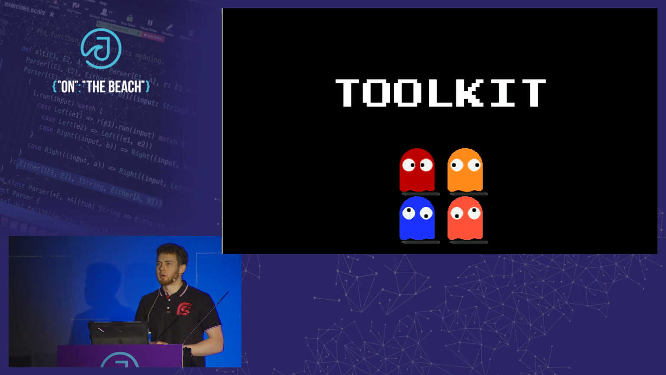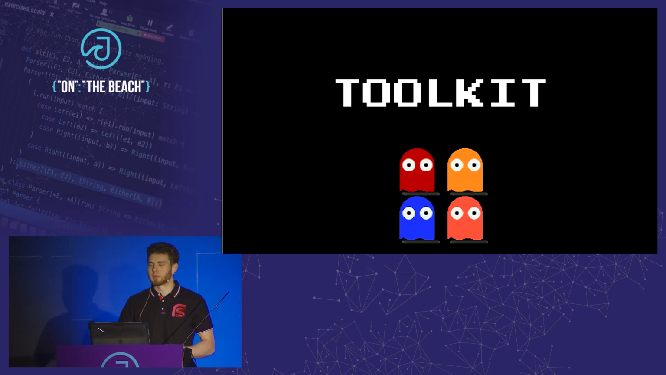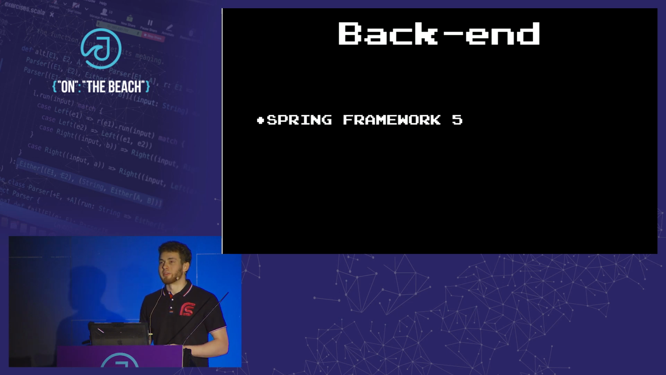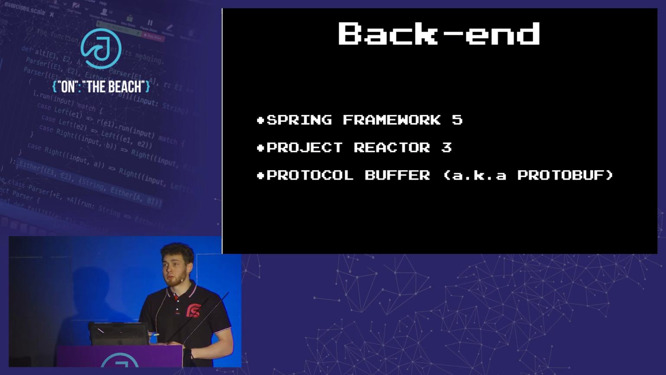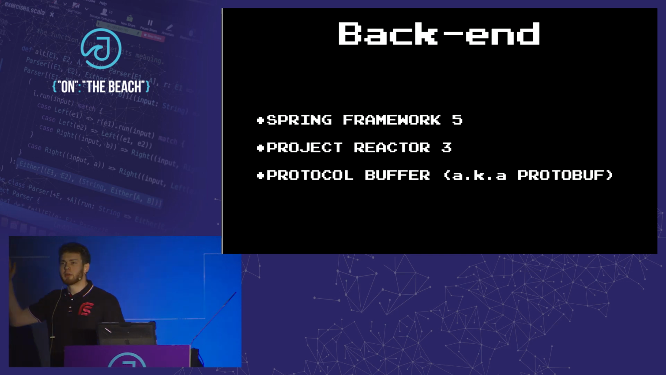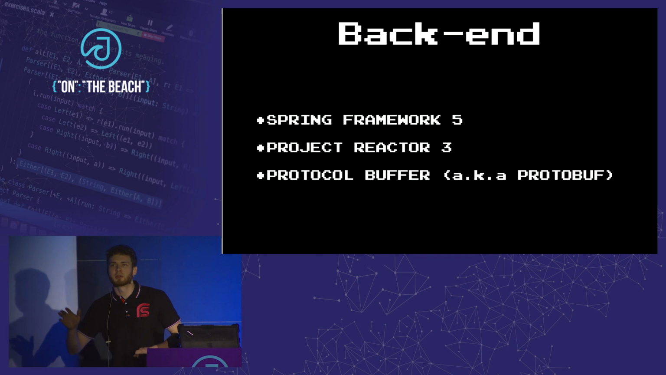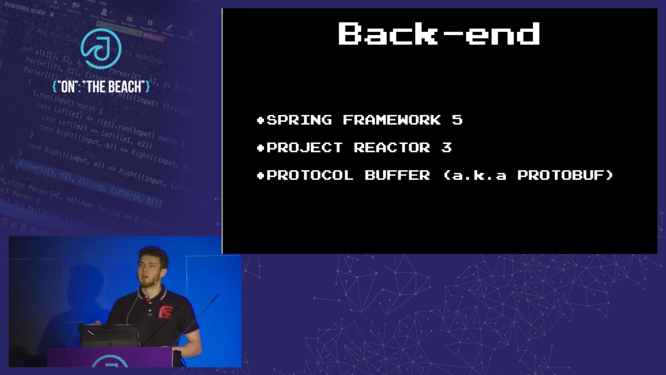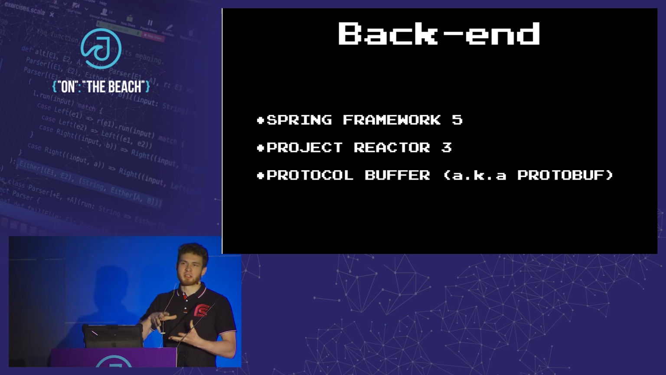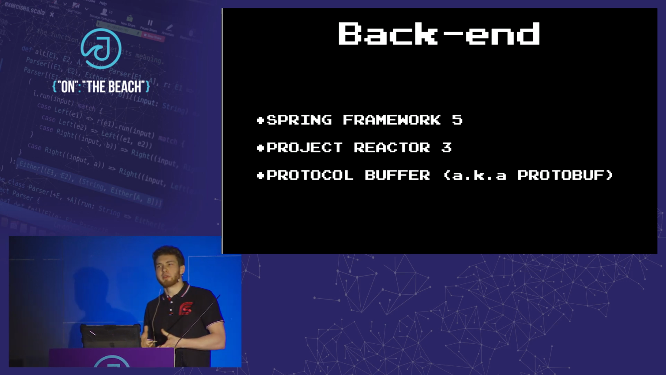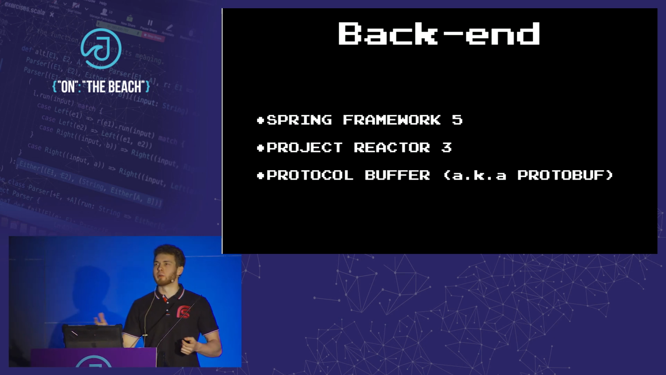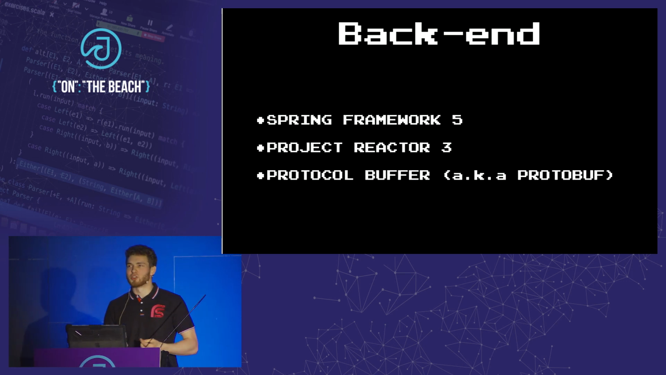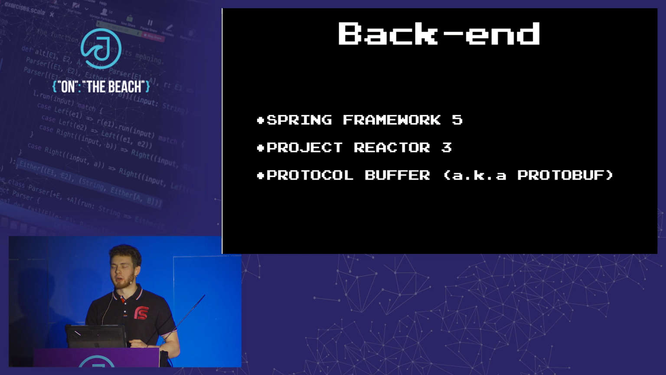So let's talk a little bit about the main toolkit that we are going to use on our server side. On the backend, we are going to use Spring Framework 5 because this is the newest one. Then we are going to use Project Reactor because, of course, nothing could happen without reactive programming. And we are going to use Protocol Buffer. Have you ever heard about Protocol Buffer? Okay, so for those who haven't, this is a message format from Google designed to minimize the size of the data. It's a binary message format. So using this protocol, you'll be able to configure fast and really low footprint messages between your services and between your browser and server.